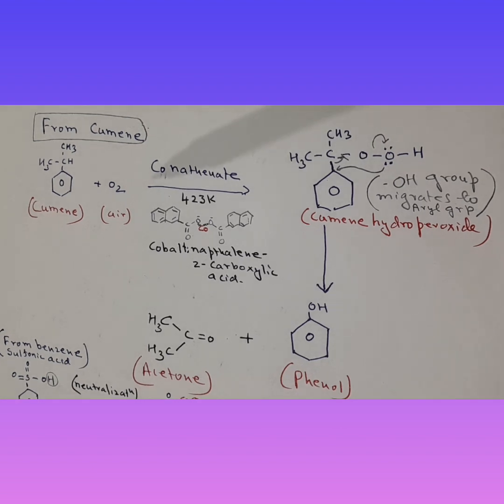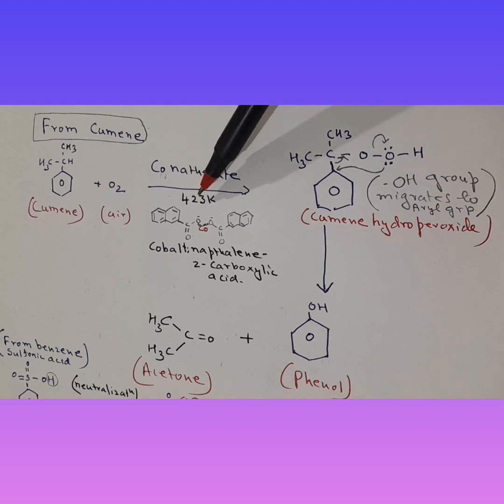From cumene. This is what is cumene. Alright, cumene on oxidation with air in presence of cobalt naphthenate. Now, structure of cobalt naphthenate is this. We know this is the structure of naphthalene. This is carboxylate. So at the second position is attached carboxylate, at the second position is attached carboxylate. So 2 of this molecule with cobalt forms cobalt naphthenate.